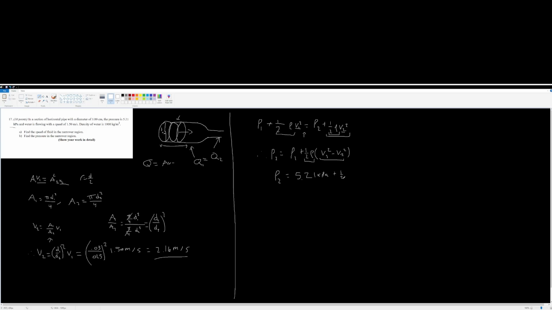plus 1/2 times rho, which is the density of water. So 1,000 kilograms per meter cubed. And then we already have our velocities, 1.5 meters per second squared. And that's minus our velocity from this part, which is 2.16 meters per second squared. All right, that's our pressure 2. And when I calculate that all out, I get 4.0 kilopascals, which is what your professor gets. Whoop, that was an ugly square. Got to end on a strong note here. That's what your professor gets as well. So that's where that comes from.